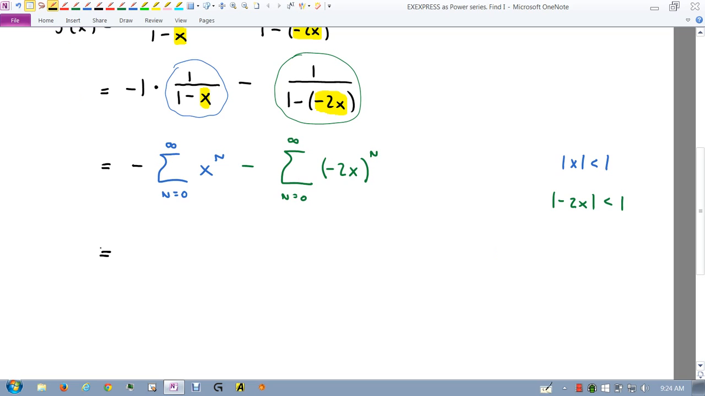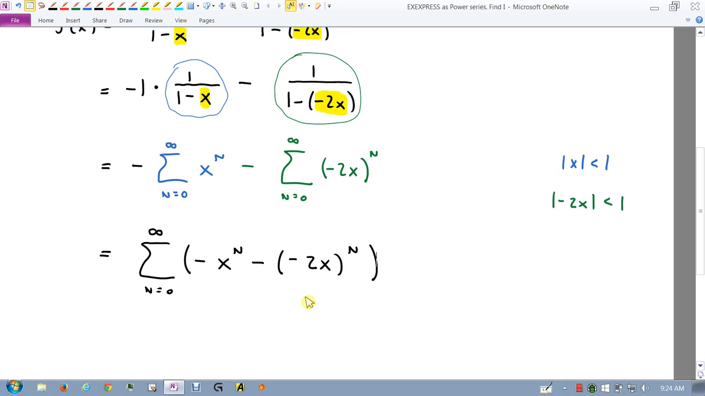I'm trying to figure out what we want to do with that negative. How about we do this? Sum n equals 0 to infinity, negative x to the n minus negative 2x to the n. So all I did was I put this negative inside here with this right there, and then this negative I just left. And then this right here is here. Do y'all agree? Same thing?